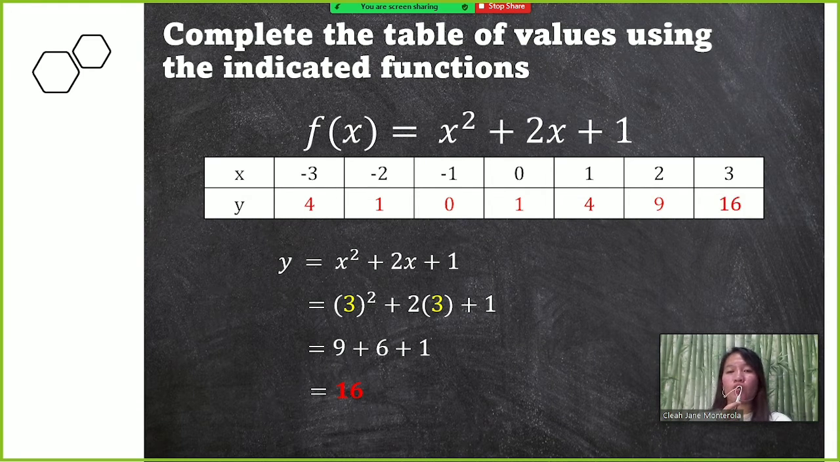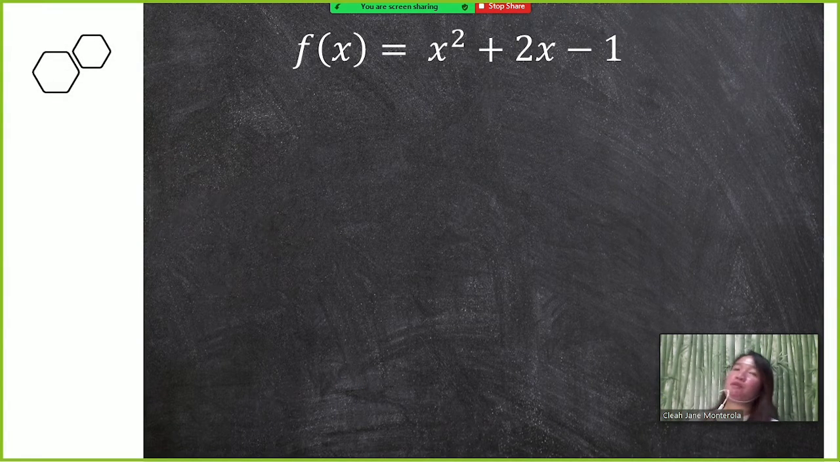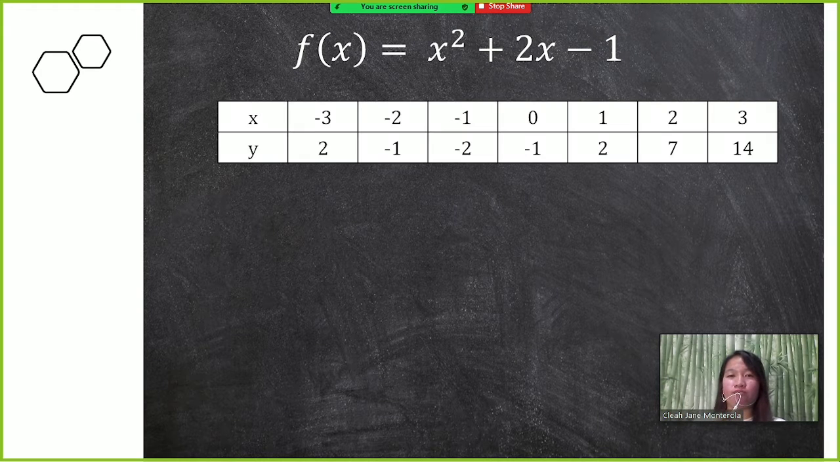So we have already completed the table of values. That's how to complete a table of values. Just substitute the x values into our function and then simplify. Next, please remember this: we can say that a function is quadratic if the second difference in y is equal.